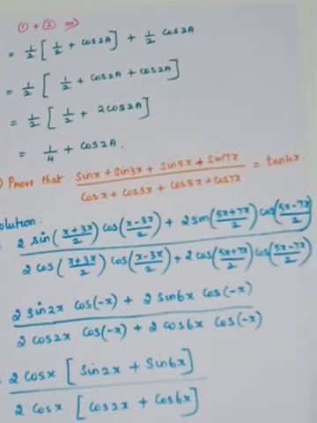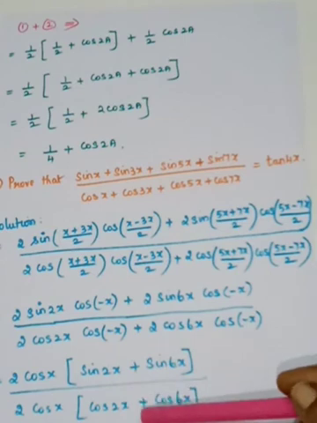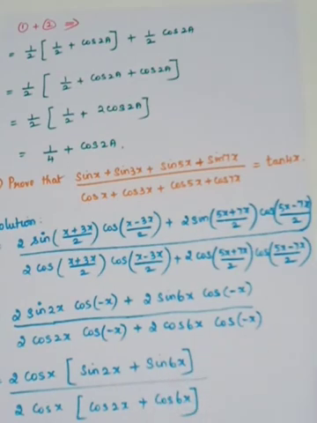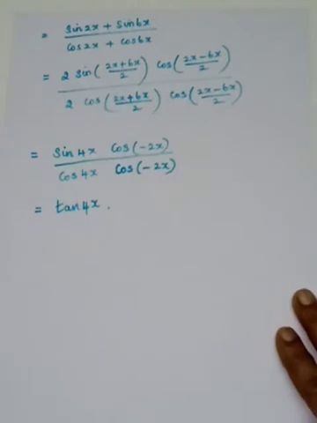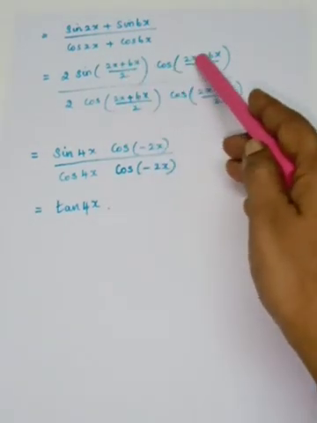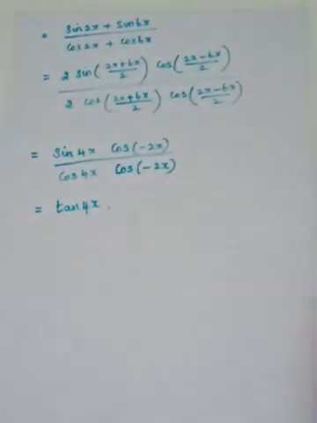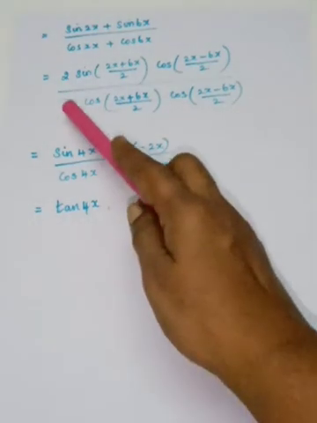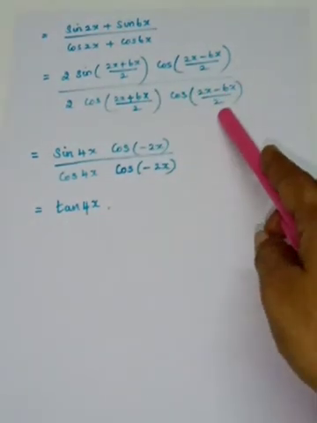Okay. Here you should not write sin 2x by cos 2x is tan 2x. Here in between you have plus. Only if they are in multiplication can we write that. So again I am going to use the formula for sin C plus sin D. What is sin C plus sin D? 2 sin (C plus D) by 2 and cos (C minus D) by 2. You come to the denominator, it is in the form of cos C plus cos D. So 2 cos (C plus D) by 2 cos (C minus D) by 2.